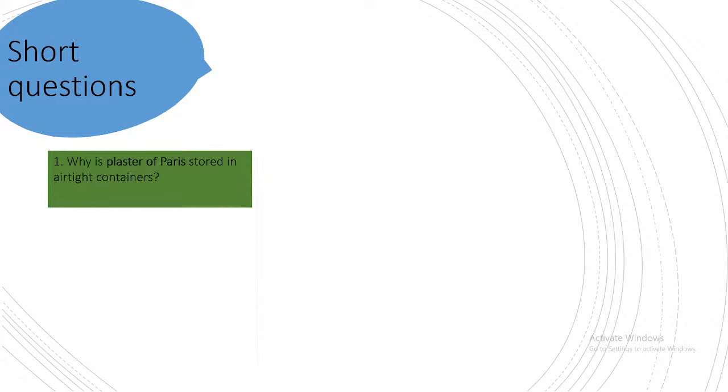Okay. Why is plaster of Paris stored in airtight containers? So this is one of the questions from the topic of plaster of Paris. There are preparation reactions there, so this question has come from that part. So why is plaster of Paris stored in airtight containers? Can anyone tell me?